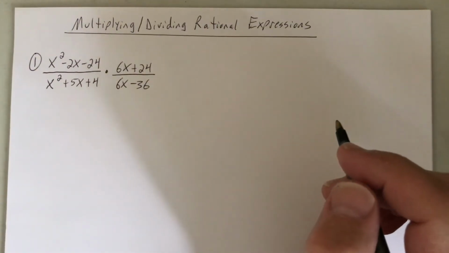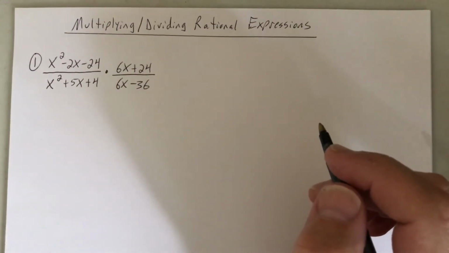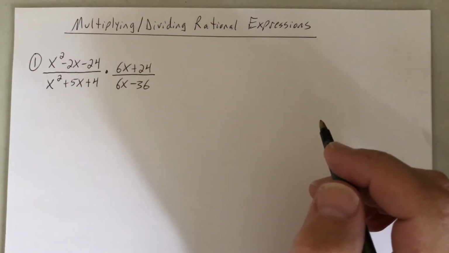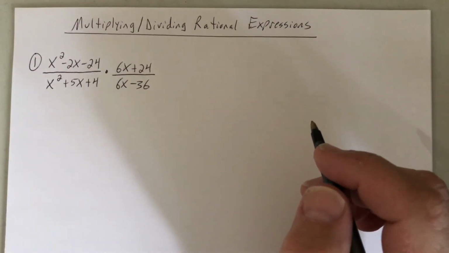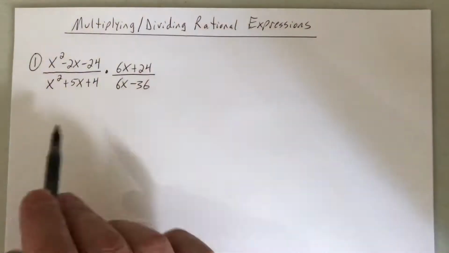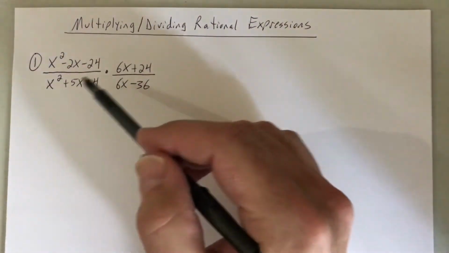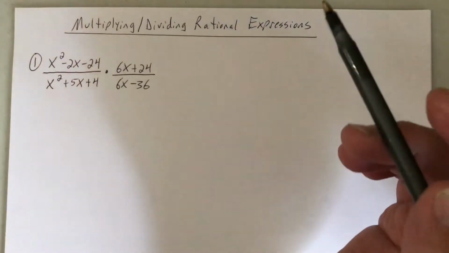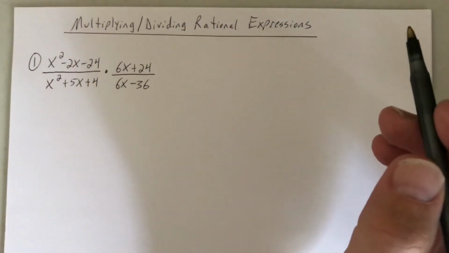Alright, so we're going to pick up with multiplying and dividing rational expressions. In my previous video we did simplifying rational expressions, so now we're going to go ahead and do multiplying and dividing. So you can take a look at this right here. We're multiplying these two rational expressions together. So let's go through the steps that you want to do.